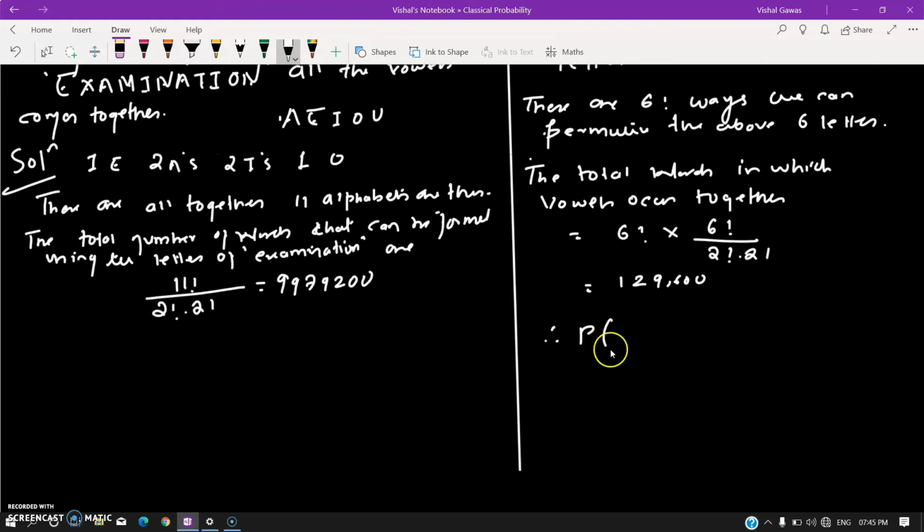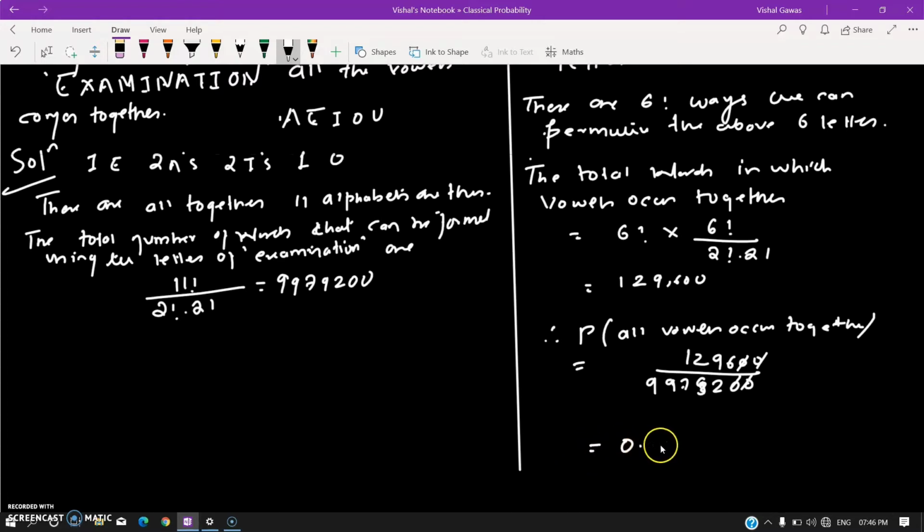So the probability of the event that all vowels occur together is equal to the number of favorable possibilities over the total: 129,600 over 9979200. Cancel this out, and you can check that the probability comes out to be 0.013. That is the answer.